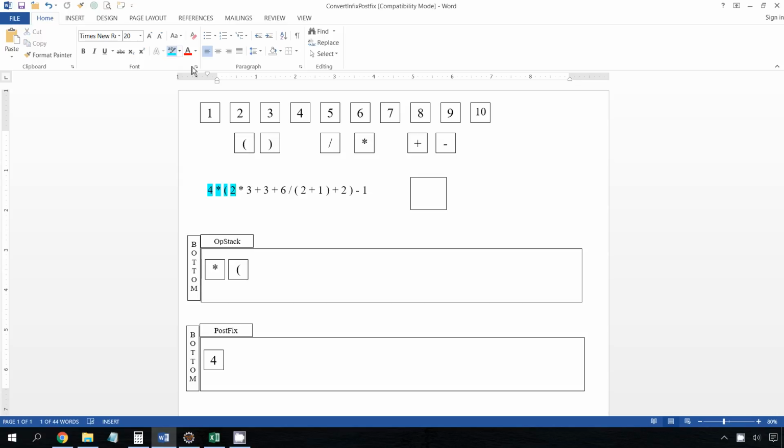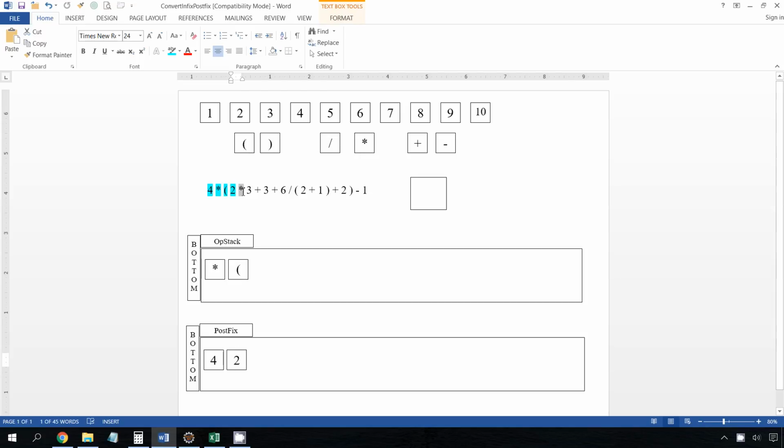Okay, next up we've got a 2. 2 is a value, so we just push it right onto postfix. Then we've got a multiplication sign. For any operator, we need to compare it to what's already on the op stack. But if what's on the top of the op stack is a left parens, we just ignore it and we just push this right on.